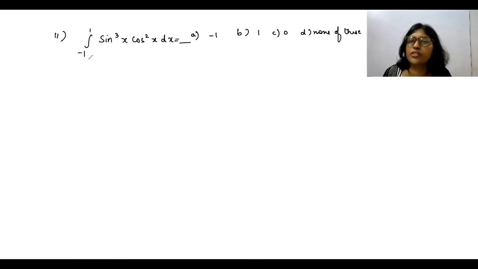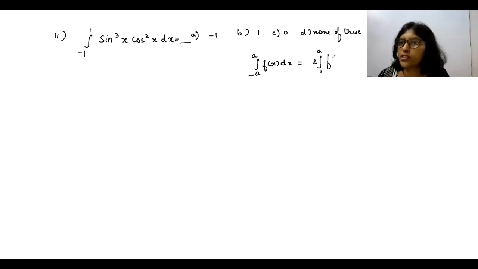Okay, now to question 11, it is minus 1 to 1 of the trigonometric function. Now since both of them have different degrees, odd degree and even degree, and also we notice this is of the kind minus a to a, we can check whether the function is even or odd. If the function is even, the answer will be 2 times 0 to a fx dx. But if fx is odd, then the answer will be 0 straight away.